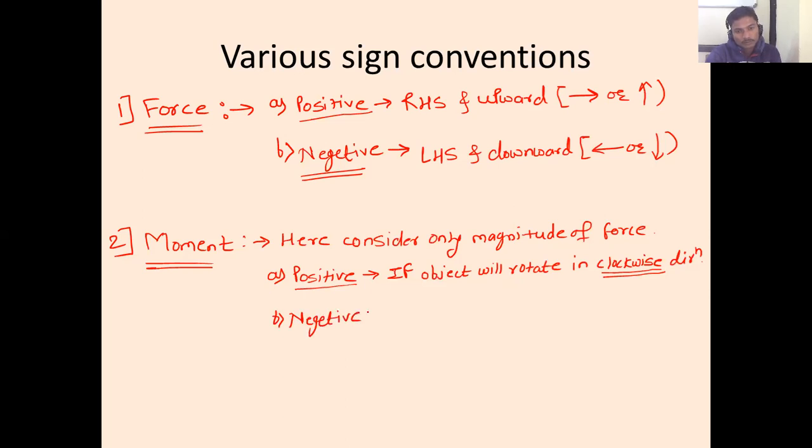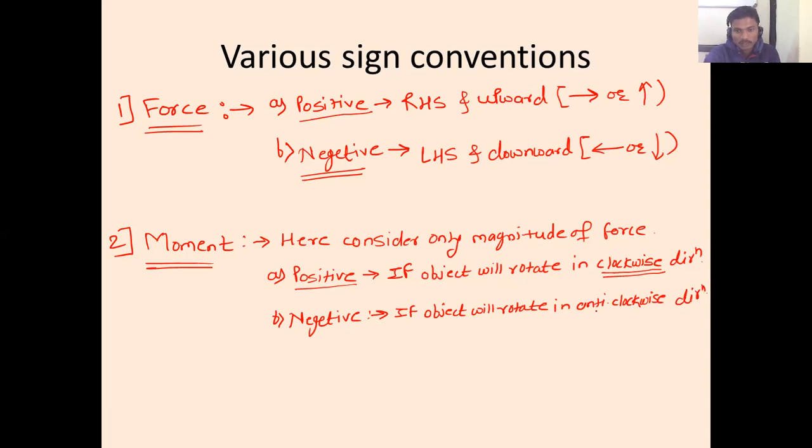Anti-clockwise. If the object will rotate in anti-clockwise direction, the moment is negative. So here you should be able to identify which is anti-clockwise and which is clockwise direction.